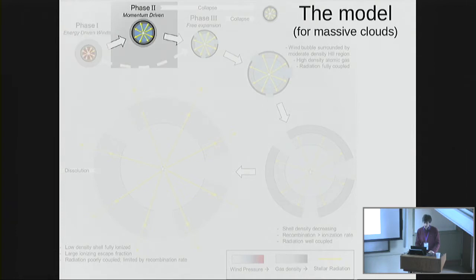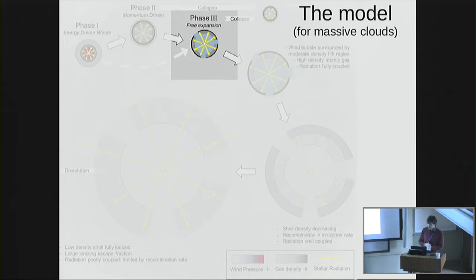As soon as cooling becomes important, the very high temperature cools down, and the ISM around the star cluster is now driven by momentum input from the star cluster in the form of stellar winds and radiation pressure. So if feedback is strong enough, at some point the whole cloud might get swept up into a thin shell being pushed by feedback, and you might get small holes in there. And then the cloud can freely expand into the ambient ISM.